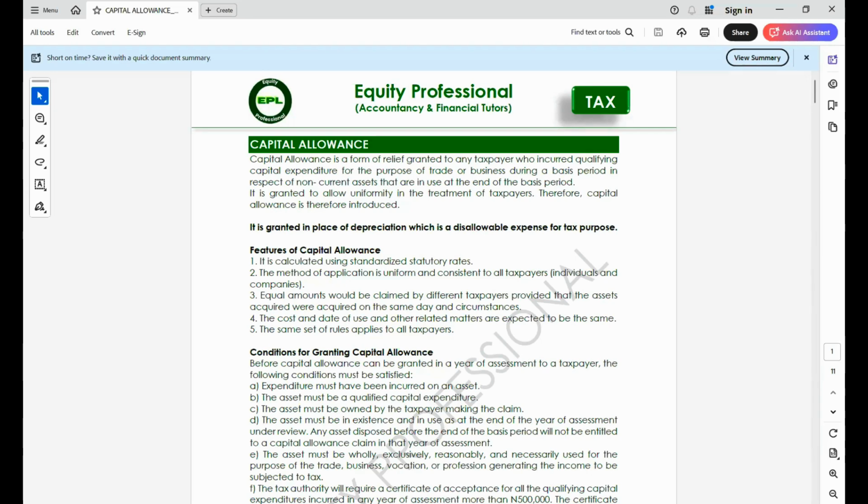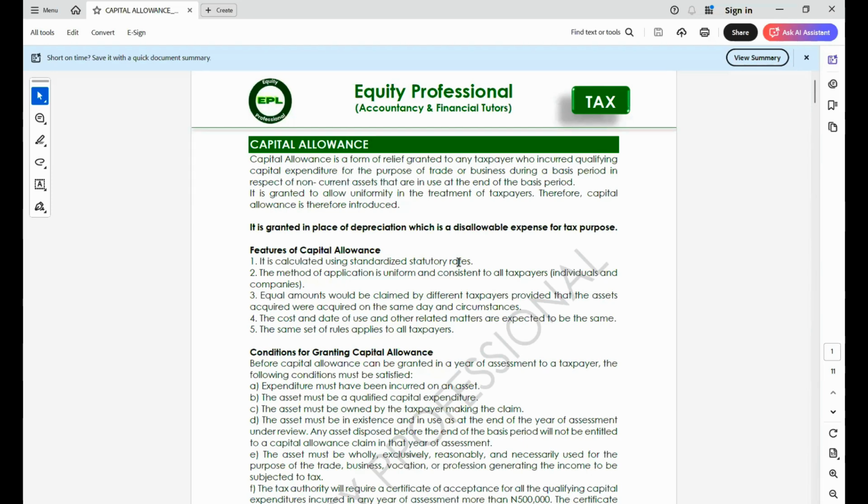Because you are going to be giving capital allowance at a uniform rate. So what are the features of this capital allowance? It is calculated using a standardized rate. As I told us earlier, there should be uniformity in the application to taxpayers. So you are going to use a standardized rate, so the same rate will be applicable to all categories of asset.